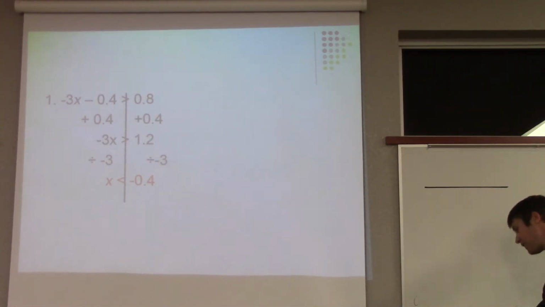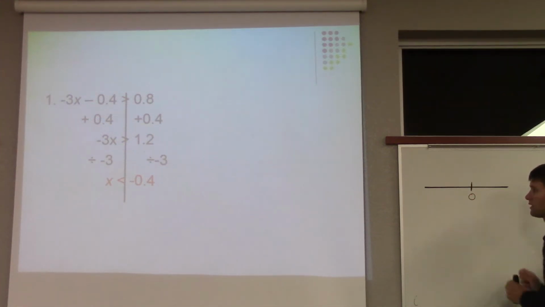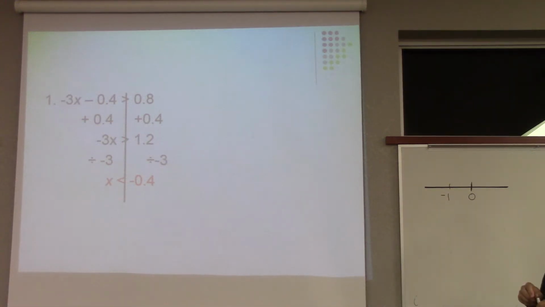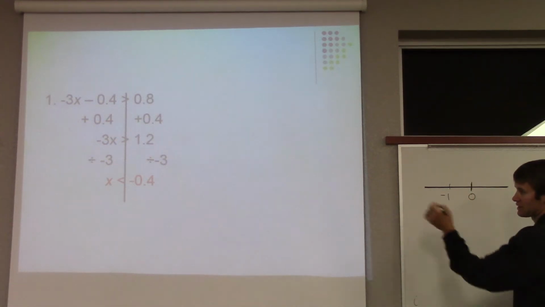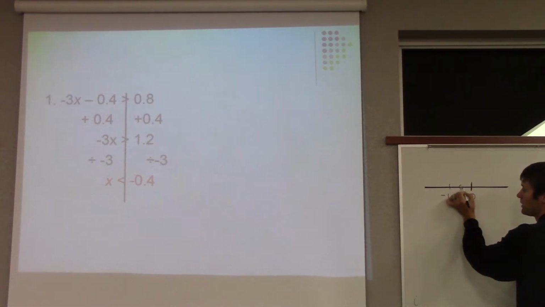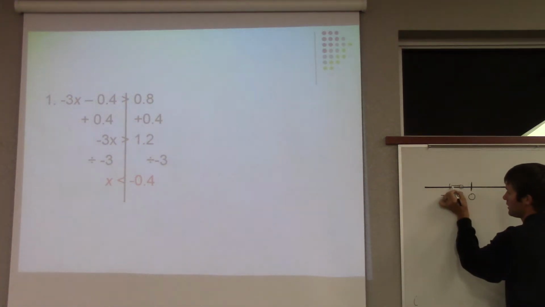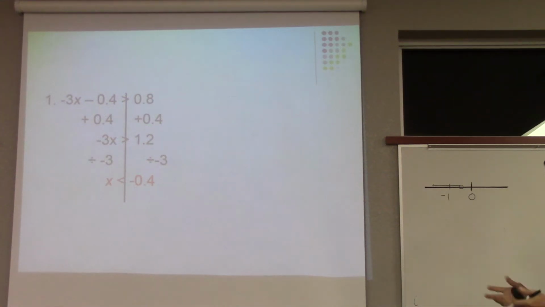If we were to graph that, say we have zero right there. This is negative 1. We have negative 0.4. We just estimate about where that is. It's about in here. Since it's less than, not equal to, it's an open dot. We want values that are less than that, so we shade to the left. So we go all the way down here, to the left. That's the idea behind that.